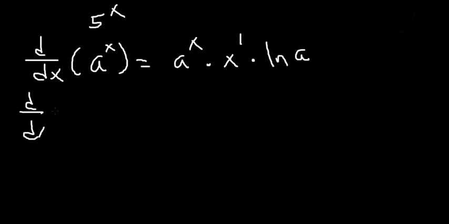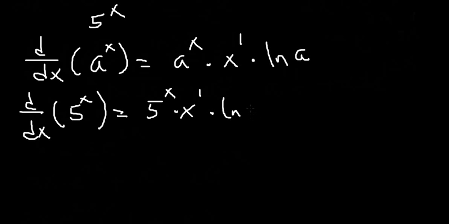So the derivative of 5 raised to x will give us 5 raised to x multiplied by the derivative of x, and then multiplied by the natural log of 5. So the derivative of x is supposed to be 1. So this will simply give us 5 raised to x multiplied by the natural log of 5. So if you have a calculator, you can probably work out that.